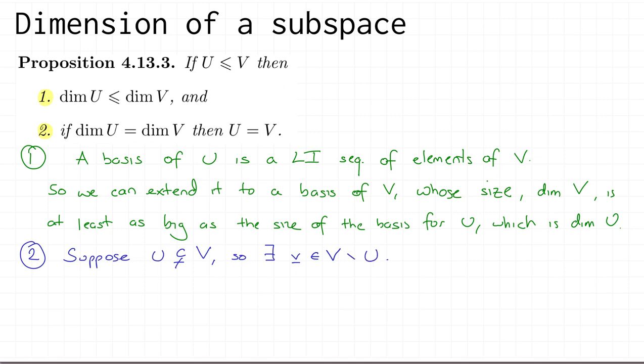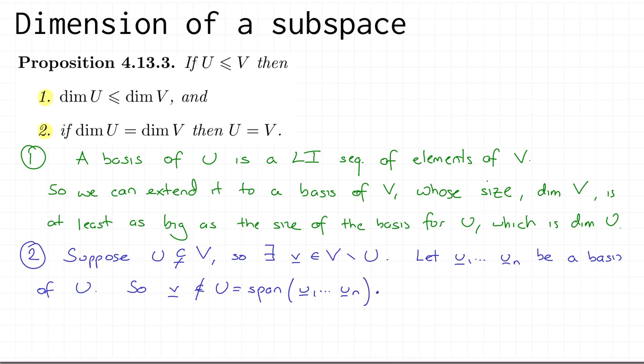So let's take a basis of U. Let U1 up to UN be a basis of U. So, in particular, the span of U1 up to UN is U. A basis has to be a spanning sequence. So this vector V is not in U, which is the span of U1 up to UN.